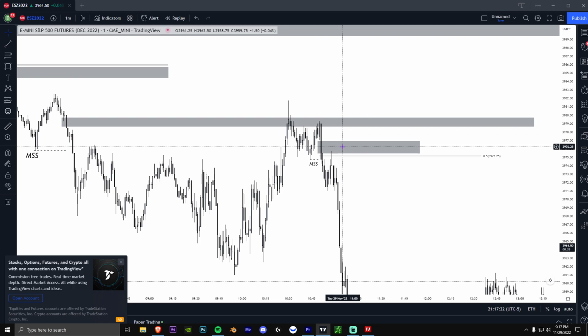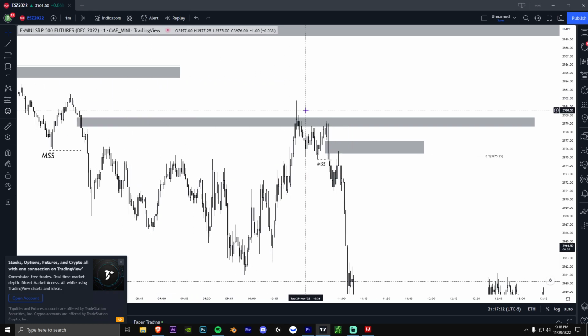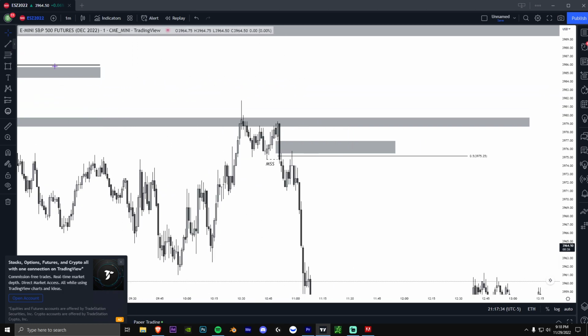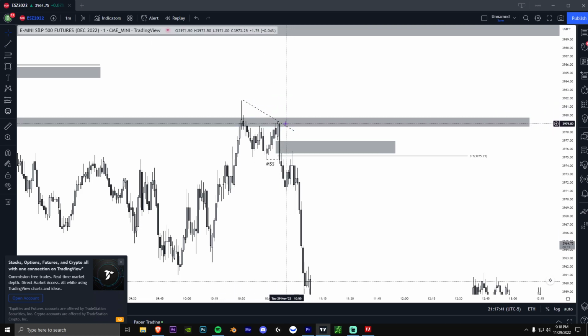It checks off like 6 or 7 boxes. It's a premium, there's displacement, there's a fair value gap. We rejected a higher time frame point or higher time frame candle. We have like a smart money divergence here. Not a divergence, but we have a higher high and then a lower high, which is SMT, if you've studied that at all. So there's lots of reasons to take this short.